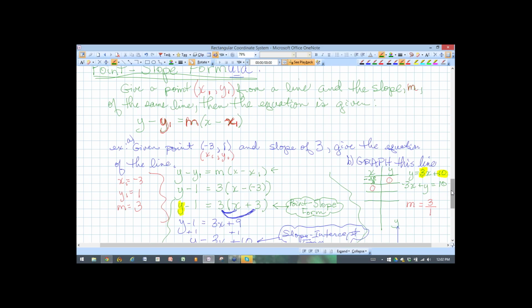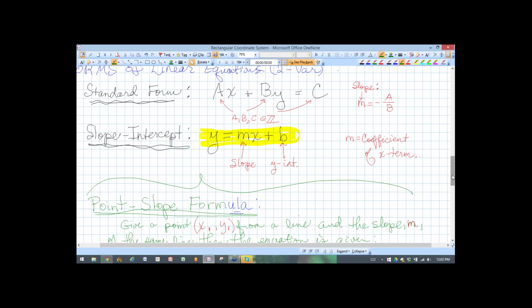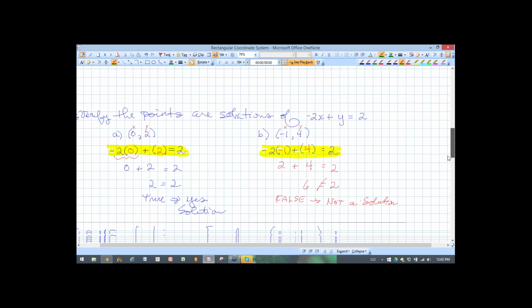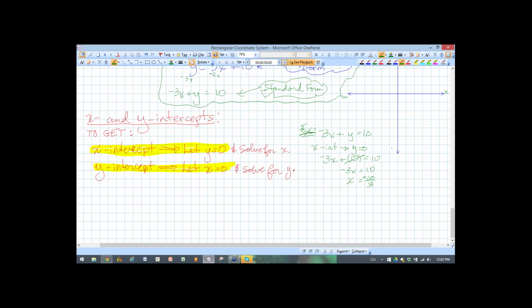Let's go find that y-intercept. As I have it in standard form there, let's now find the y-intercept, okay? So for the y-intercept, we're going to let x equal 0, right? We're going to plug a 0 in for x, and we'll solve for y. So we'll have negative 3, open a parenthesis for x, plug in the 0, plus y is equal to 10. So now what happens here, this is 0, right? Negative 3 times 0 is 0. Now we just have y is equal to 10, okay?